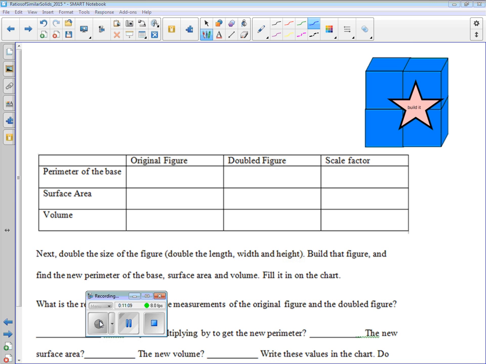All right. So you guys found in your original 4-block figure, what was the perimeter? 8. What was the surface area? Okay, and the volume? 4.